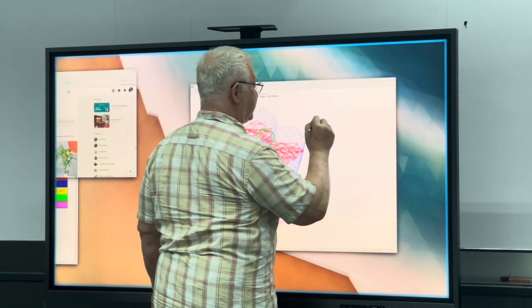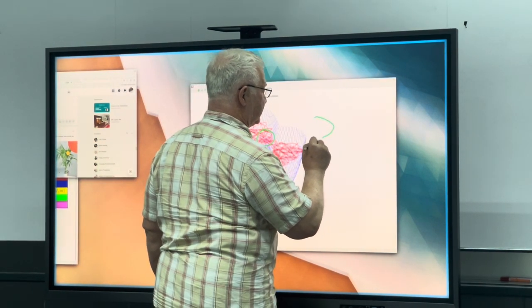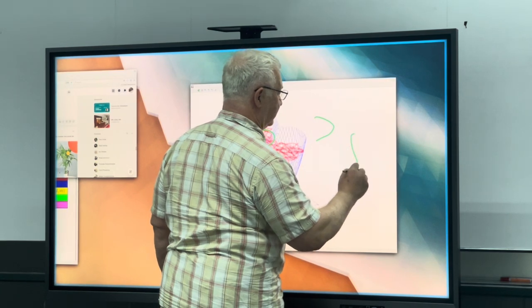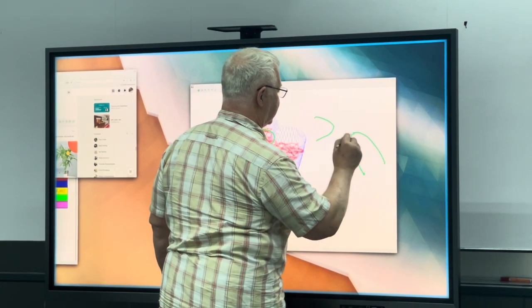So let's look at the transition state. The contours at the transition state maybe look like this.